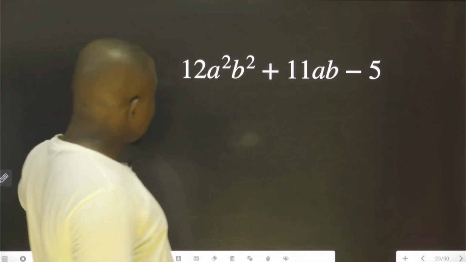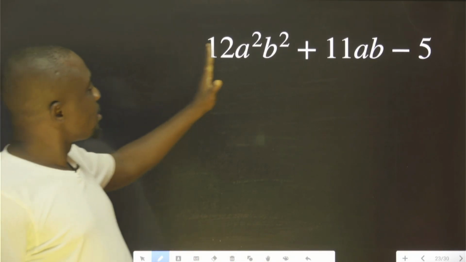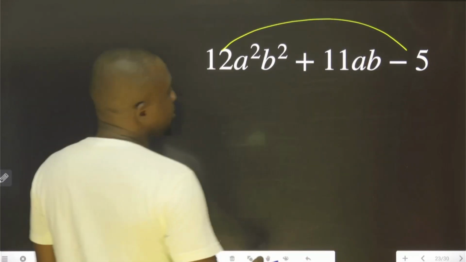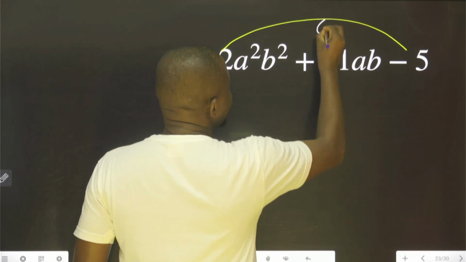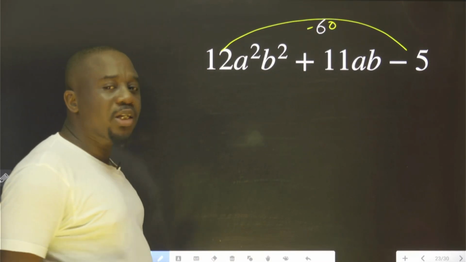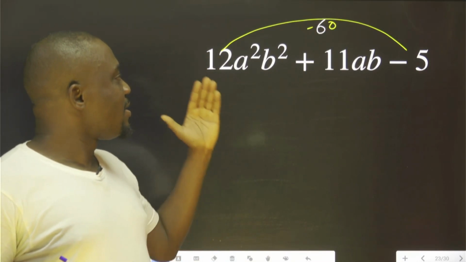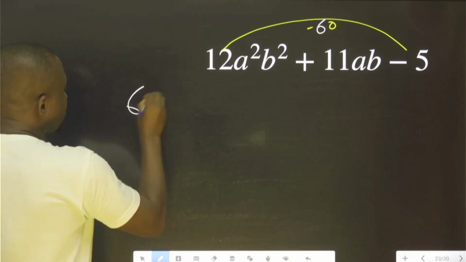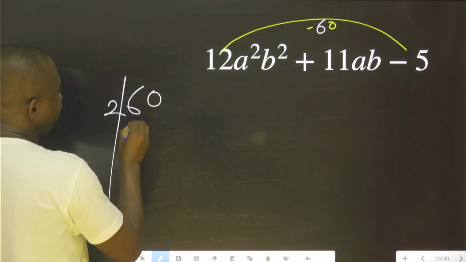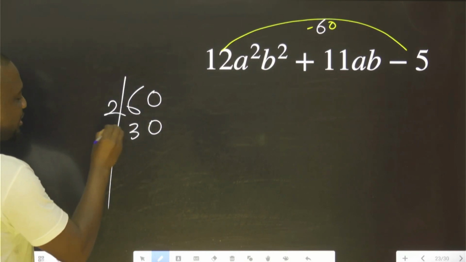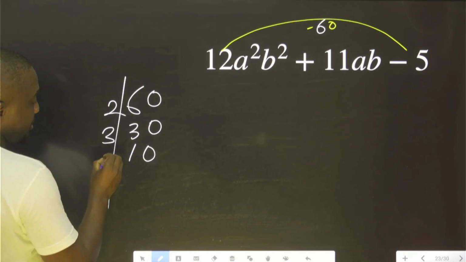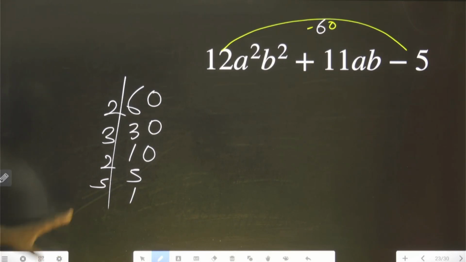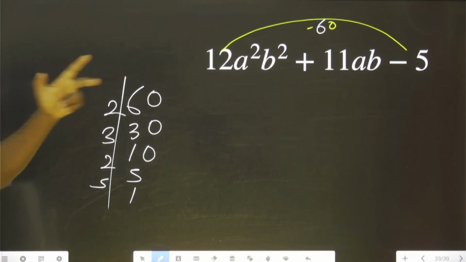Okay? Let's look at this. It says, when you solve this, the same thing. These two will give us what? You agree with me? This and this will give us minus 60. What can we do to have 60? And if we bring them together, we have 11. Simply use this. 2 into this is 30. 3 here is 10. 2 here is 5. 5 here is 1. Now, I know that all this will produce 60.